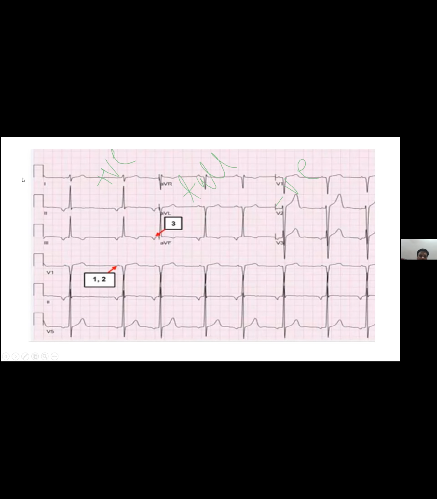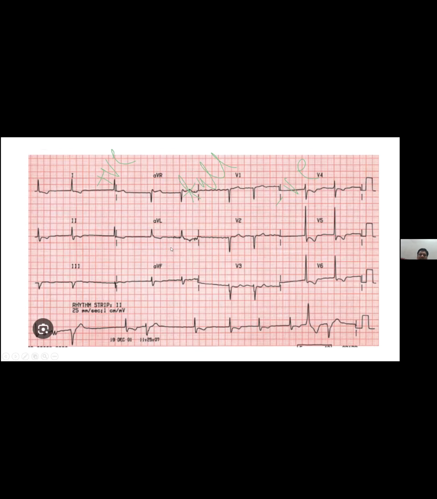Whenever there is complete absence of P wave in all leads, see here, in no lead is there an obvious P wave, and in lead V1 there is a fibrillatory wave, and the RR interval is irregular. It means there is absent P wave and irregular RR interval. It means that you are dealing with atrial fibrillation.